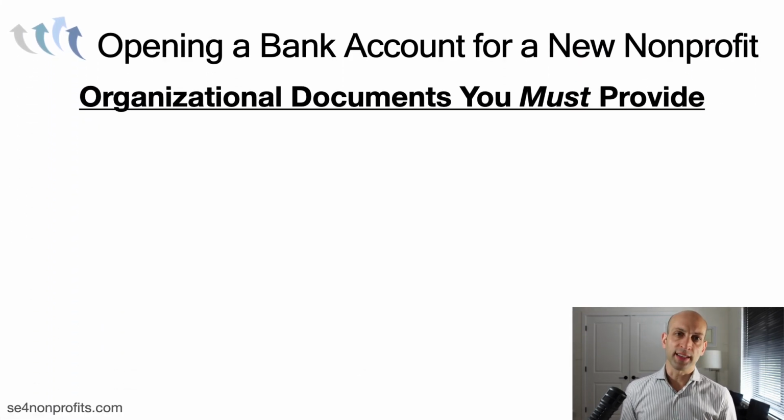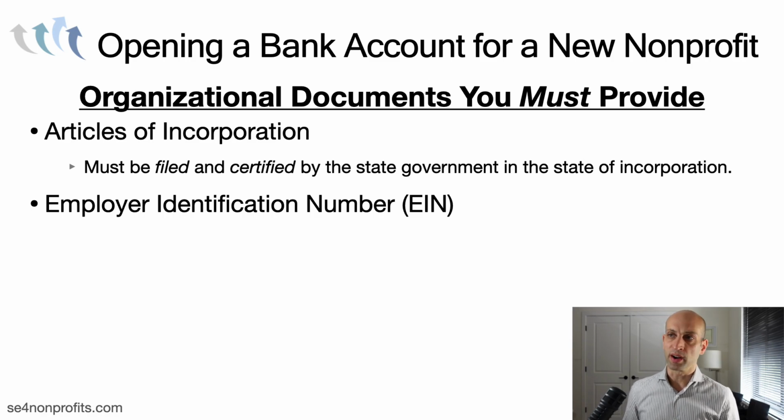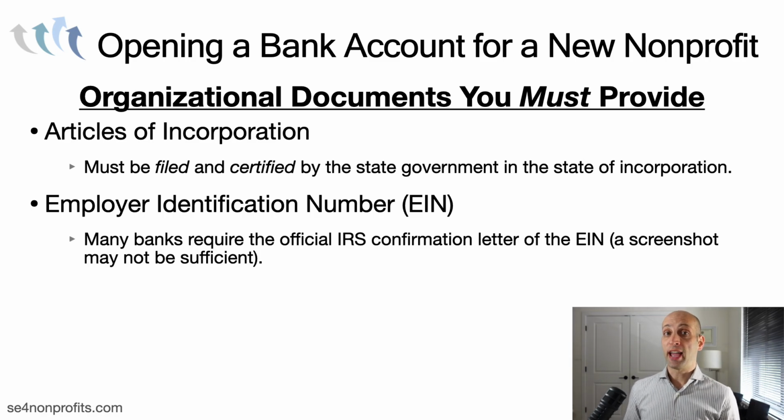The first one of these is the articles of incorporation, as I mentioned before. Next, you need to show the employer identification number or EIN. Be aware that many banks require the official IRS confirmation letter showing your organization's EIN and may not accept just a screenshot from the IRS website.